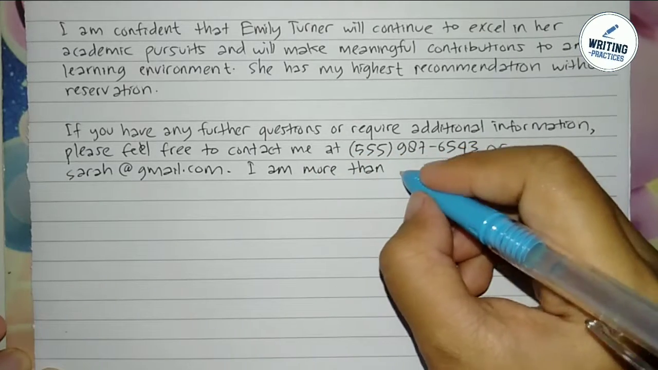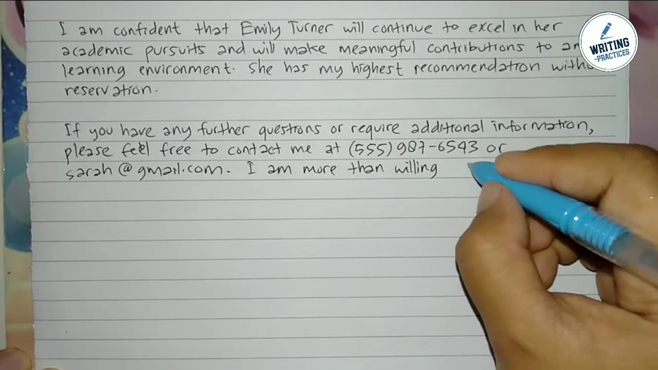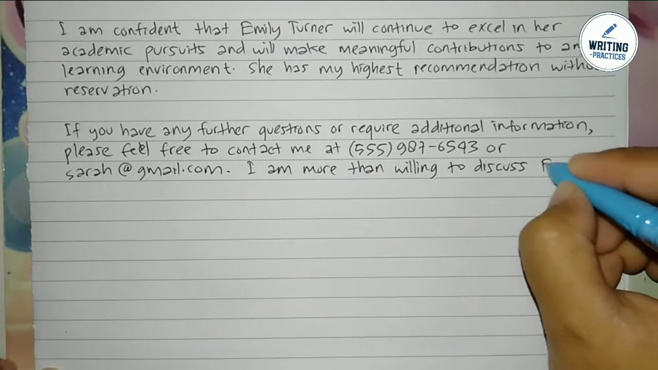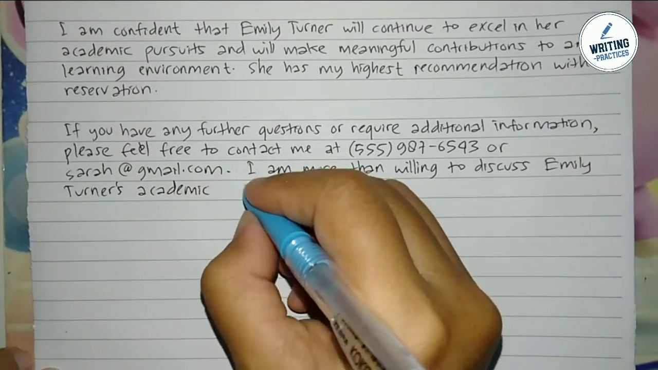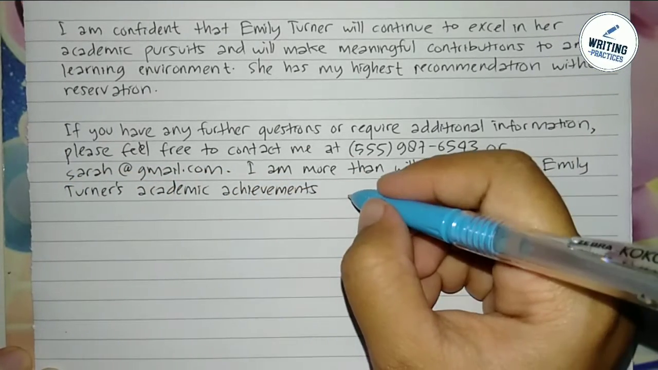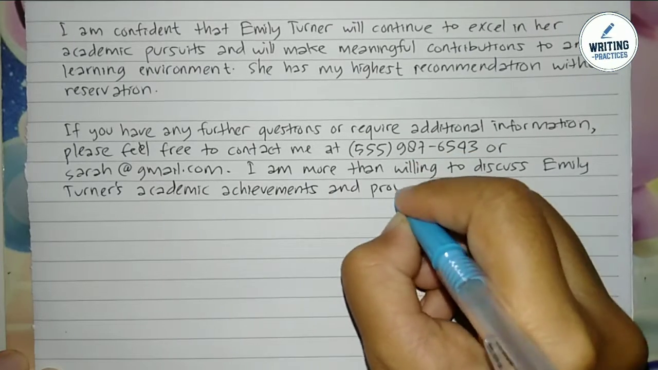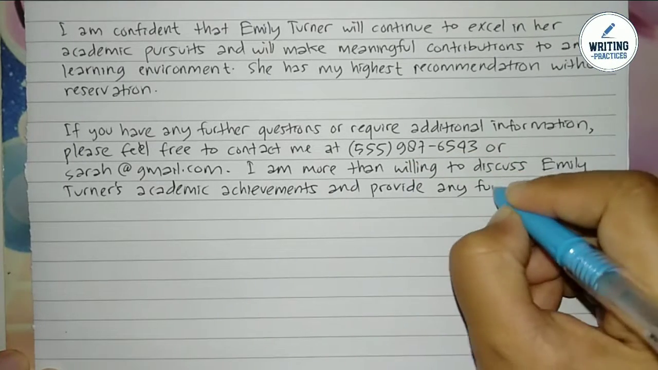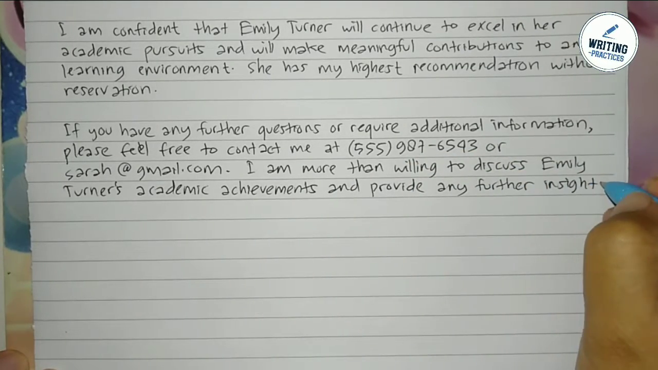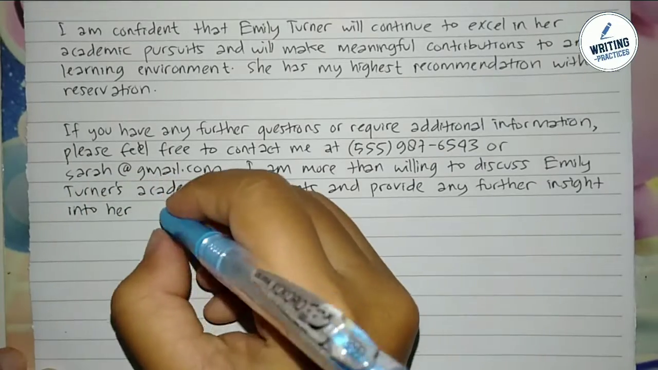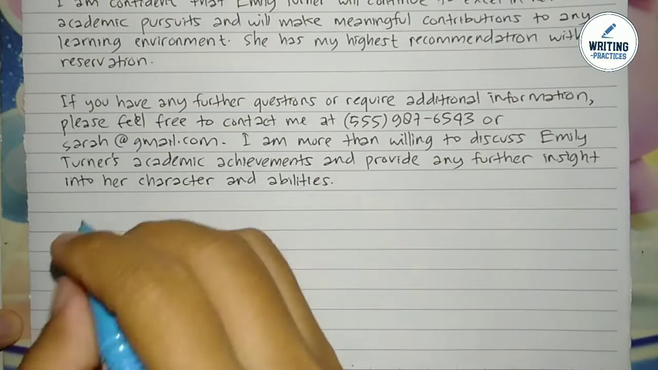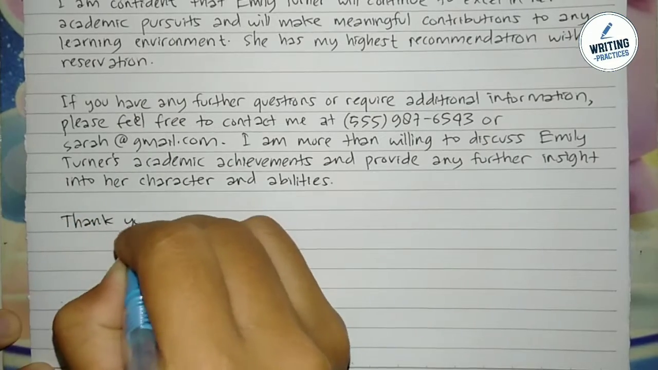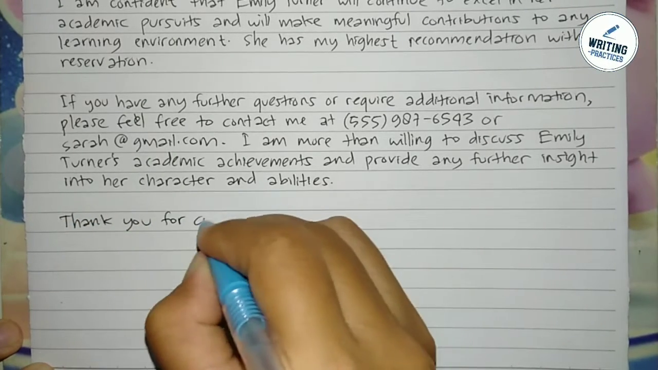at 555-987-6543 or sarah.thompson@email.com. And show your eagerness in discussing more about the student you recommend. In case you don't know what to write, you may check this sample. I am more than willing to discuss Emily Turner's academic achievements and provide any further insight into her character and abilities. In the seventh paragraph, this is where you write your closing endorsement.